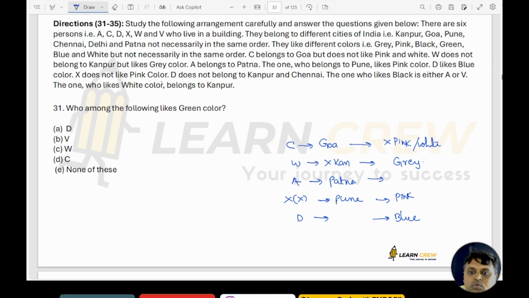D does not belong to Kanpur or Chennai. The one who likes black color is either A or V. Totally 1, 2, 3, 4, 5, the person left is V, and A is already here. So the one who likes black color is either A or V.